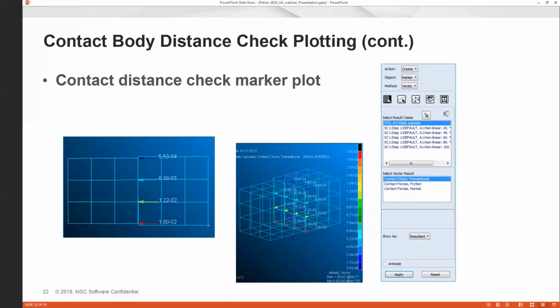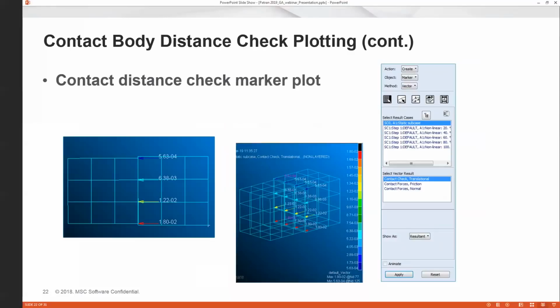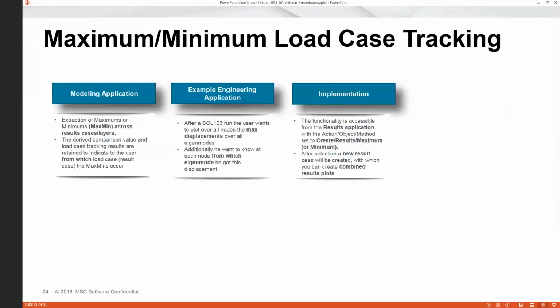So in this case, anyway, and then you could also plot the marker plot for the same thing. You could go to create marker vector, select your static subcase, and then contact check, and here you can see the markers between the two contact bodies. Here, we'll skip this since I talked about it in different slides. I'll give this to Eddie to talk about the maximum load casing.